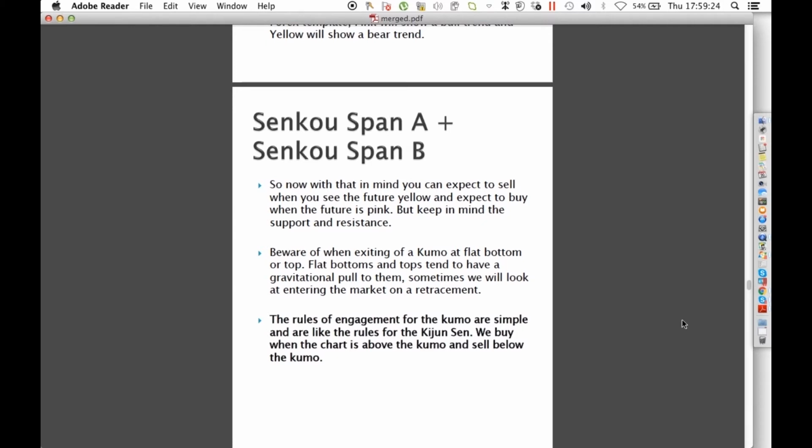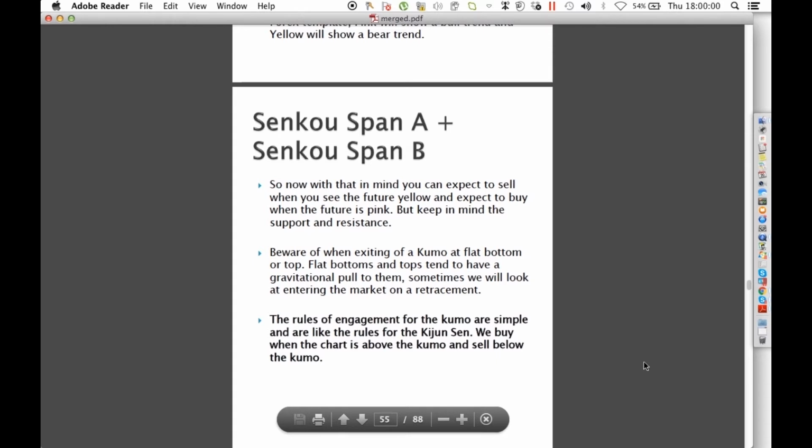Beware when exiting a Kumo at a flat top or a flat bottom. Flat tops and flat bottoms tend to have gravitational pulls to them. So sometimes if we enter a trade on a flat top or a flat bottom, or we see the market break rather on a flat top or a flat bottom, we will look for the market to retrace, and the meaning of retracement is pull back. We will wait for the market to pull back before we enter in again.